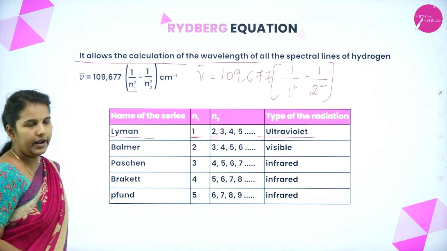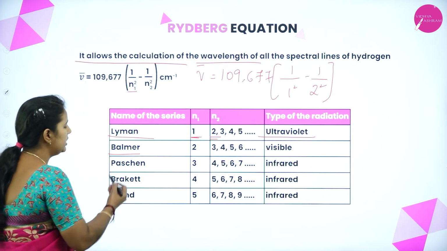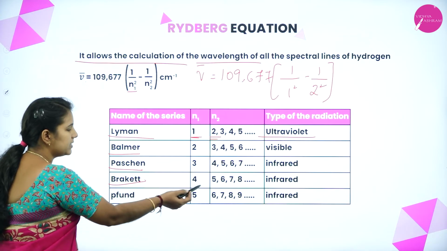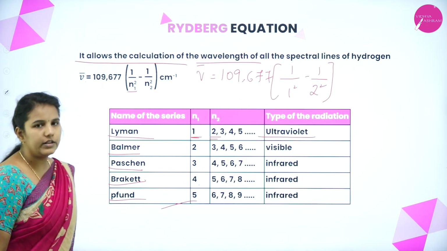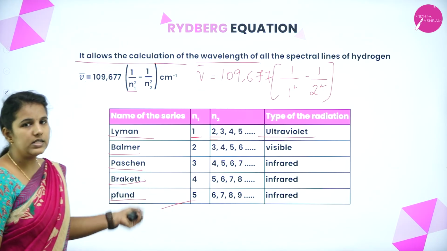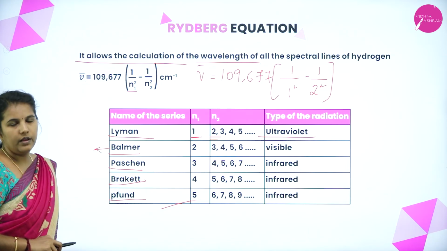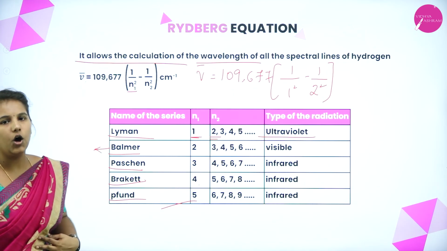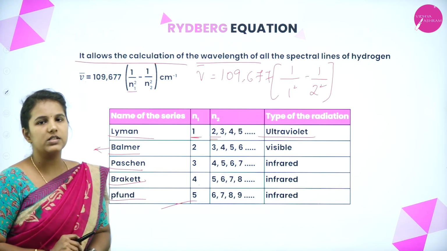and that shows that the type of radiation will be ultraviolet. Similarly, you can go with the Balmer and you will get the visible region, whereas in the Paschen you will get the infrared region, and in the Brackett n is equal to 4, hence it is infrared, whereas in the Pfund n1 is equal to 5 and n2 will be 6, 7, 8. So you will get the infrared region, and this Rydberg equation was first found by Balmer. And this equation we use to calculate the wavelength of all spectral lines of hydrogen. Hope you understood this concept.